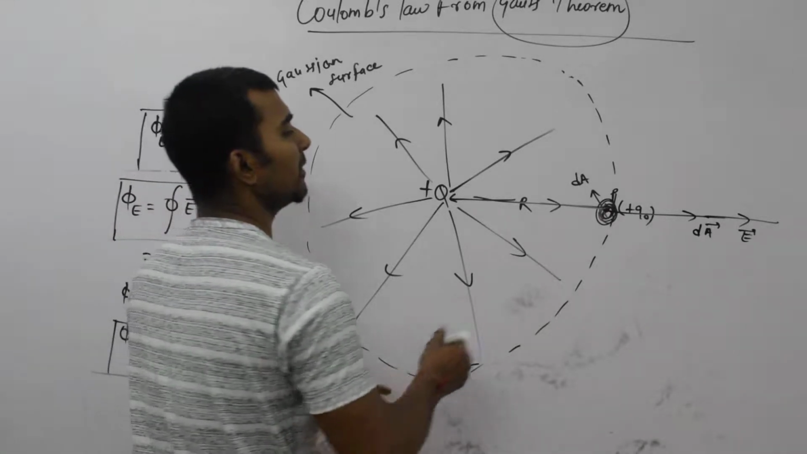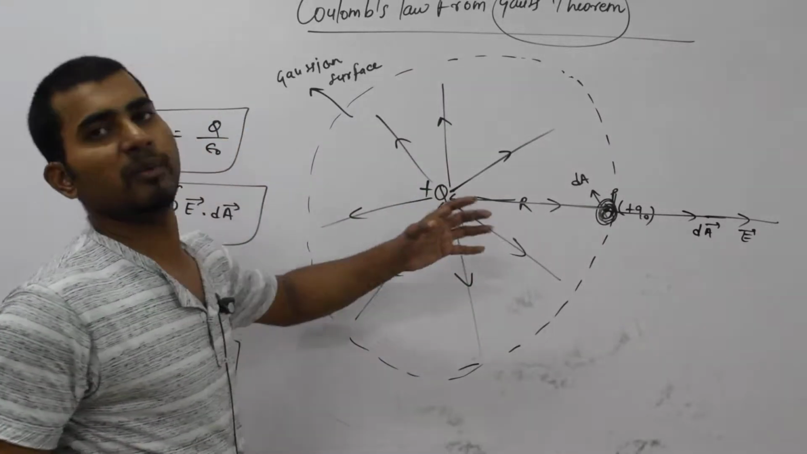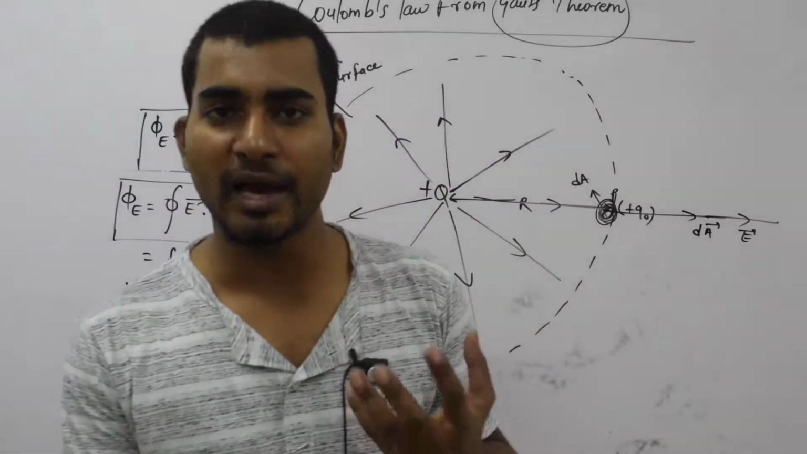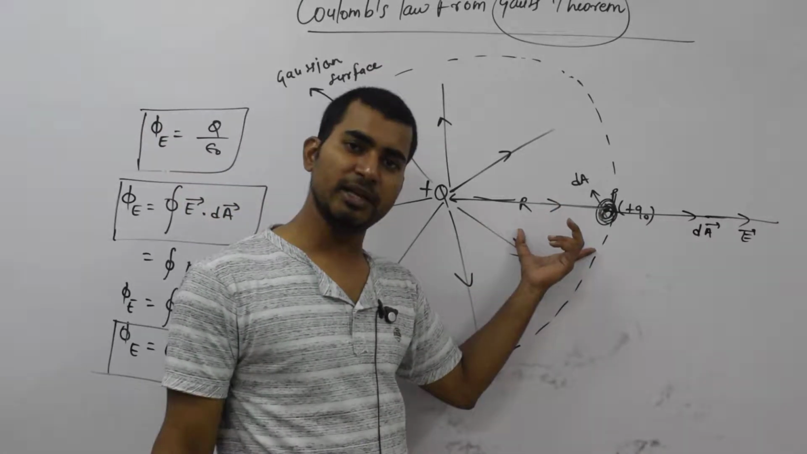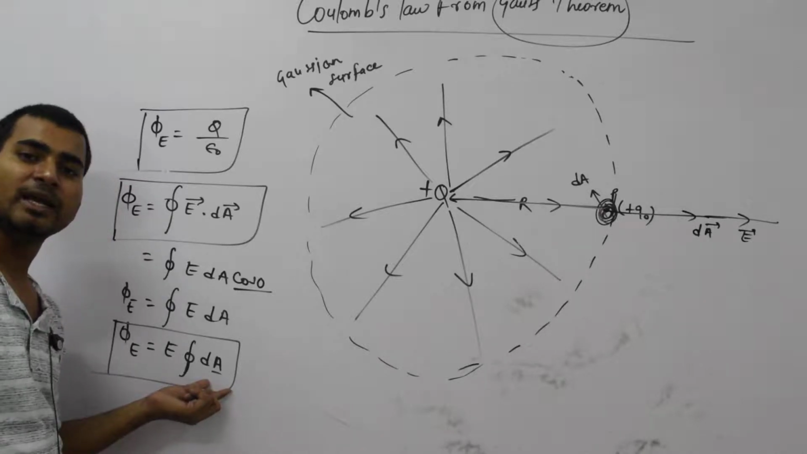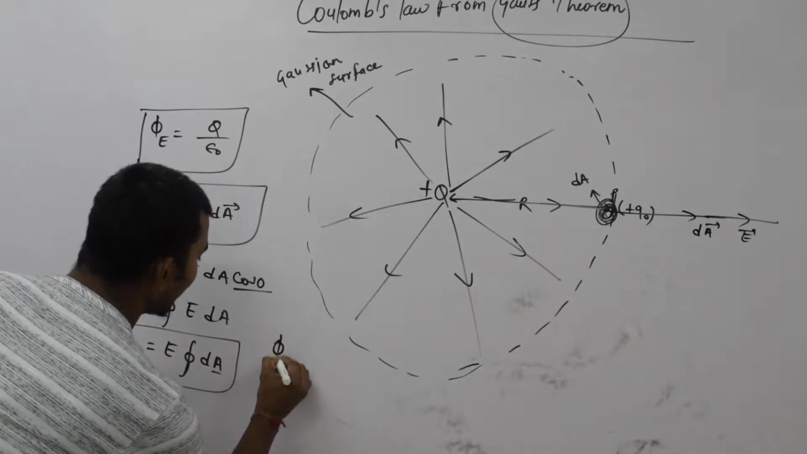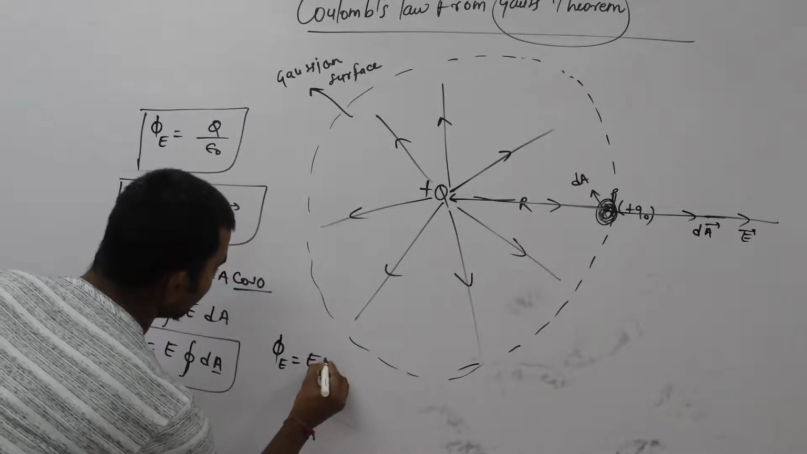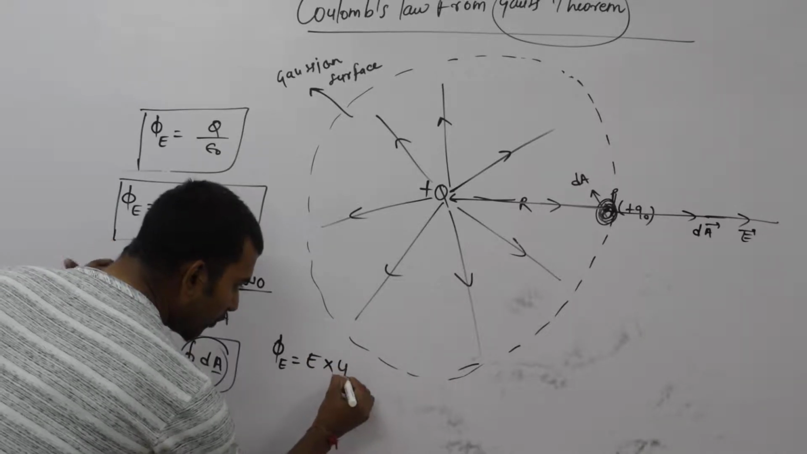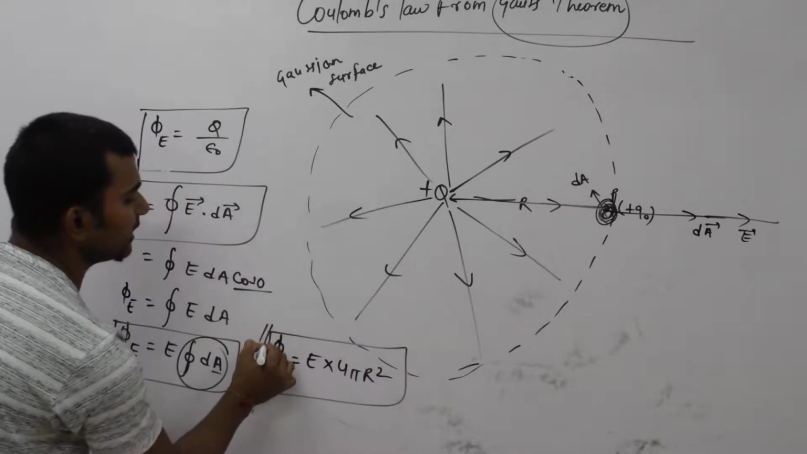Let's suppose if I am integrating this whole surface area, so we better know the total surface area of the sphere is what? 4 pi R square, where capital R is the radius. So we have to just put the total surface area in place of integration of dA. So now we can write phi E is equals to E into 4 pi into capital R square. It is the value of phi E.